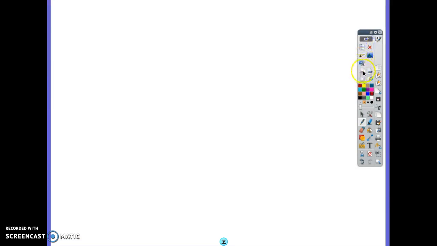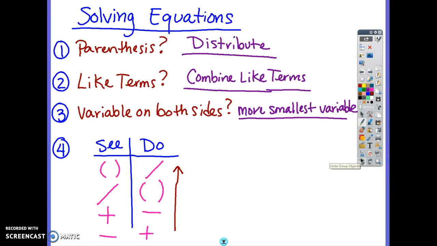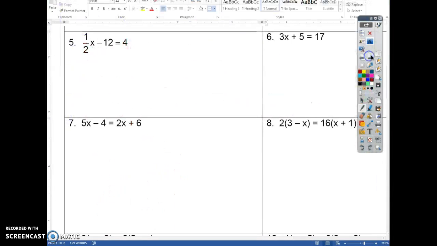So remember the notes that we did. I'm going to ask you, does it have parentheses? And you're going to say yes or no. Does it have like terms? Yes or no. Does it have a variable on both sides? Yes or no? And then see do is at the very end. Okay? So right here, problem number 5, draw your line. Does this problem have parentheses? So distribute. No, we don't have to do that.